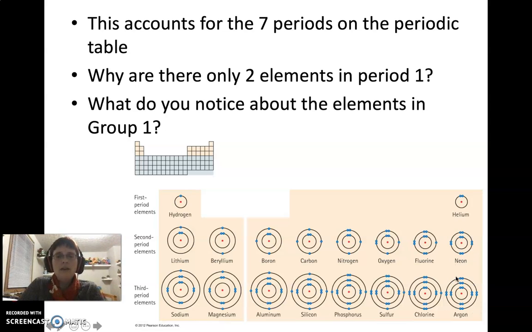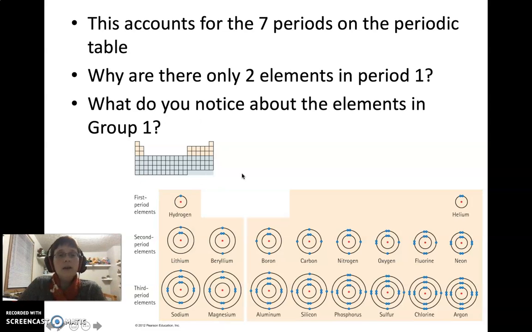And argon will have 8, and so on down the group. So this is actually why the periodic table ends up being this shape, because of the shells going this direction on the periods, and then the electrons in those outermost shells going in the columns.